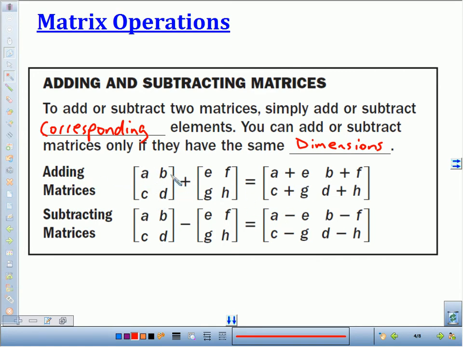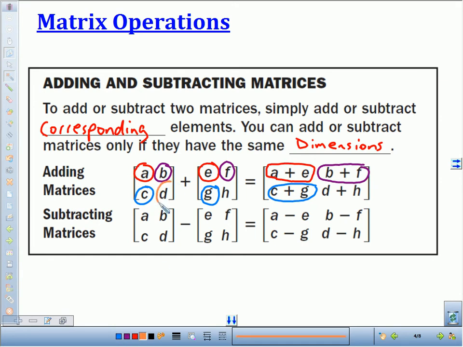You can see that when I'm adding matrices, I look at A corresponding with E. So I add A plus E, and I get A plus E. You can see that I've got B corresponding with F, so I have B plus F. C corresponds with G, so C plus G. And D corresponding with H gives me D plus H. So my corresponding elements were added together.